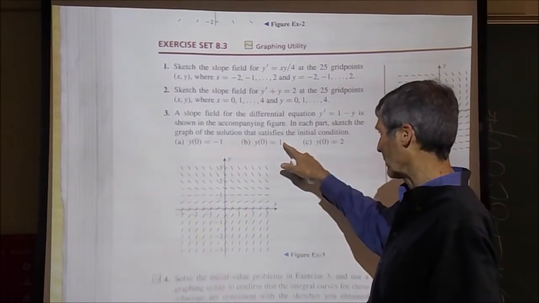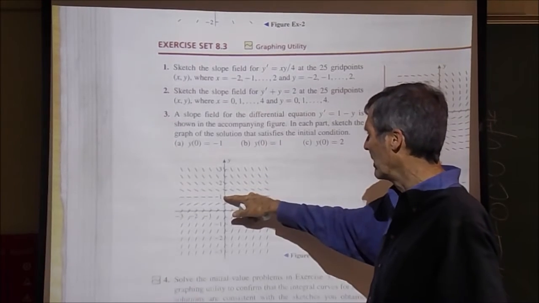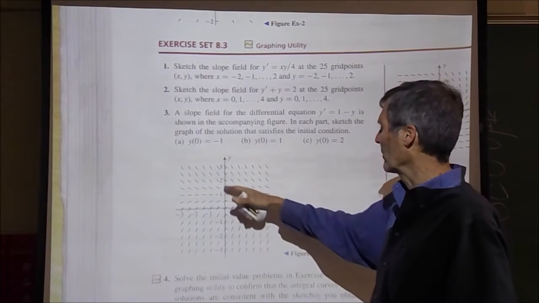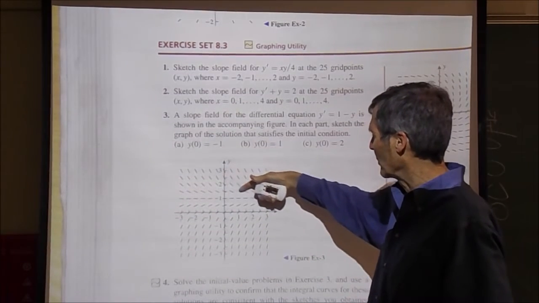How about y of 0 equals 1? Now it goes through the point 0, 1. That's this solution, right? Y of 0 equals 2. Now it goes through the point 0, 2, so it must be a solution that looks like that.